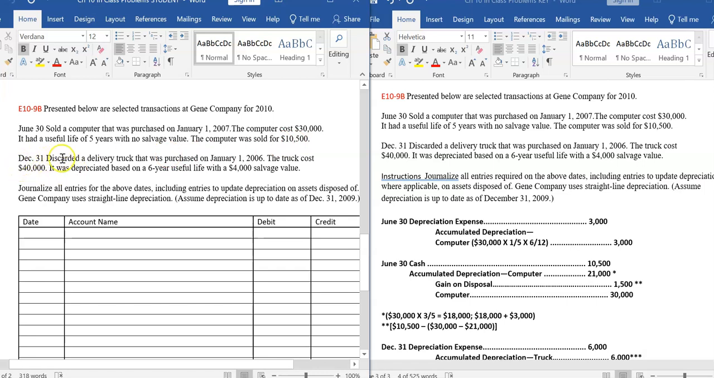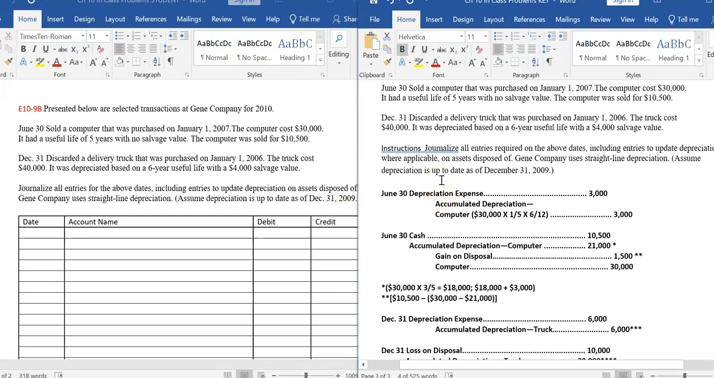Then on December 31st, we discarded a delivery truck we had purchased back in 2006. The truck cost $40,000. Was depreciated based on a 6-year useful life with a $4,000 salvage value. Okay, so they want us to prepare journal entries for these.